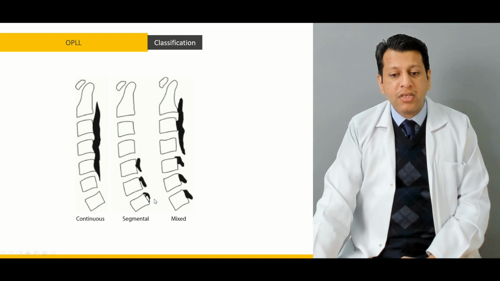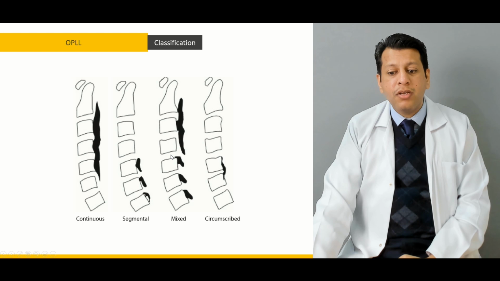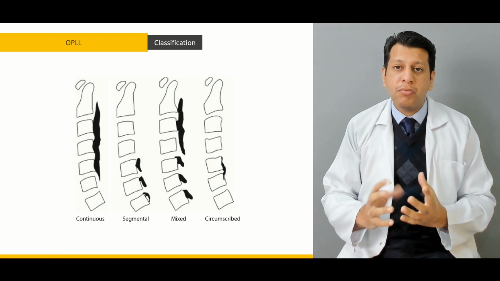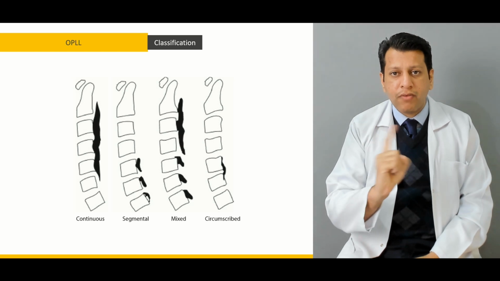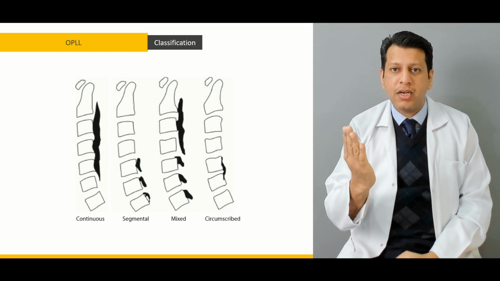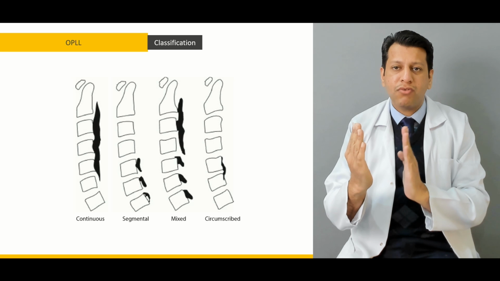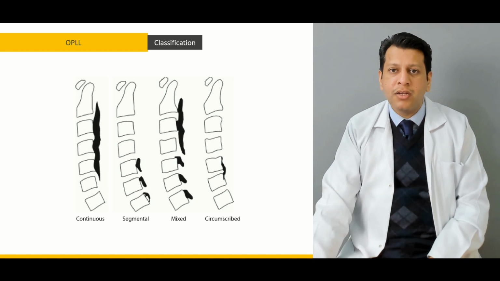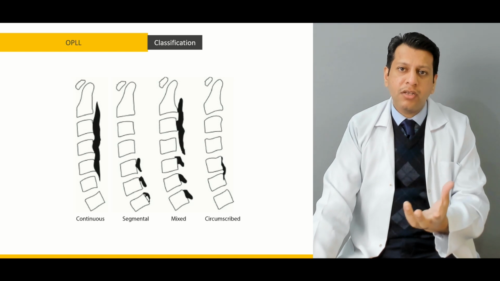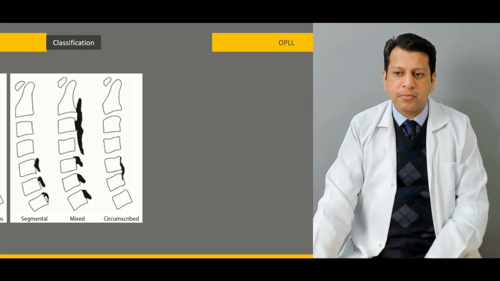Or it may be a mixed type, in which there may be segmental as well as continuous type, or there could be a circumscribed sporadic type, in which only a single segment is involved, but it is involved circumferentially. Not only anteriorly, it also extends all the way around, causing thickening and hypertrophy of the anterior longitudinal ligament as well. Therefore, that segment is stenosed maximally.